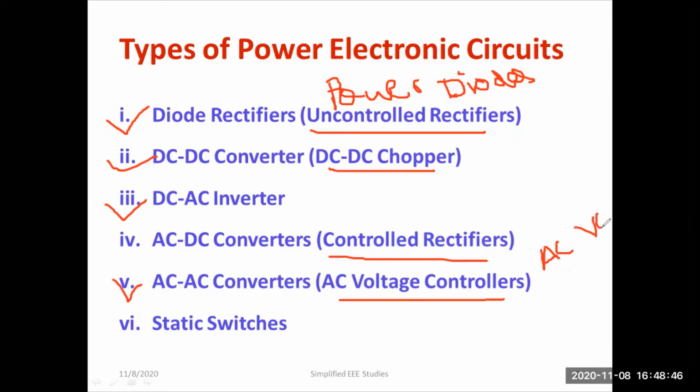You can note this down. AC voltage regulators. Finally, static switches. So these are the different types of power electronic circuits.